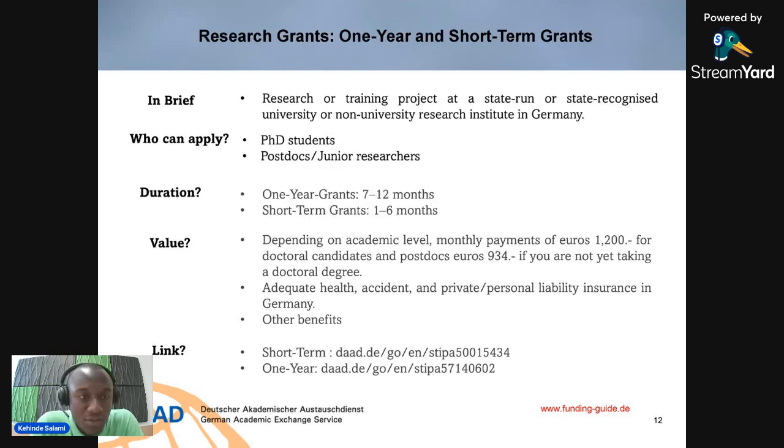And so to the next one, we have the research grant. We have the 1 year term grant. I also have the short-term grant. So this scholarship is basically for PhD students and postdoc junior researchers. And the 1 year grant is usually between 7 to 12 months. And for the short-term grants, that's within 1 to 6 months. So definitely you can enjoy quite a lot from it on your movement to Germany.